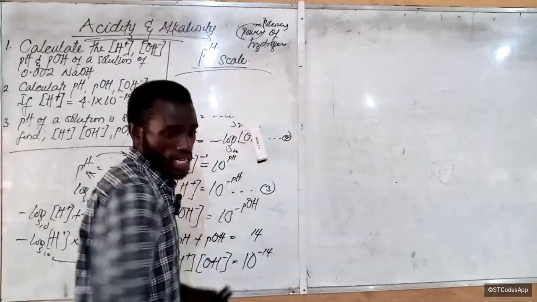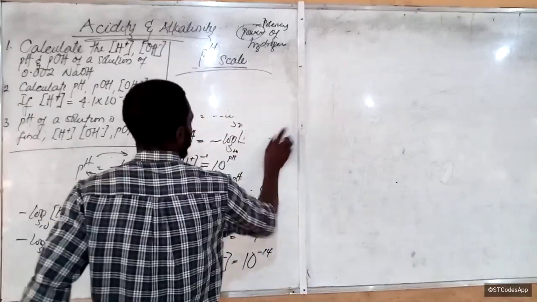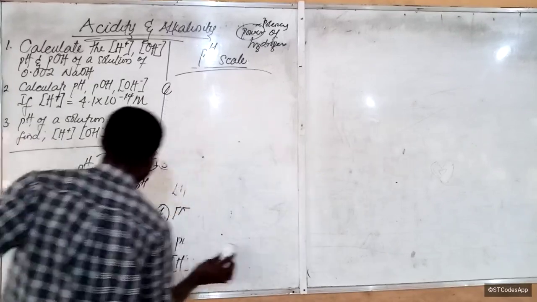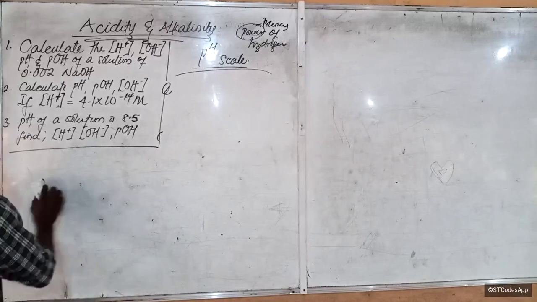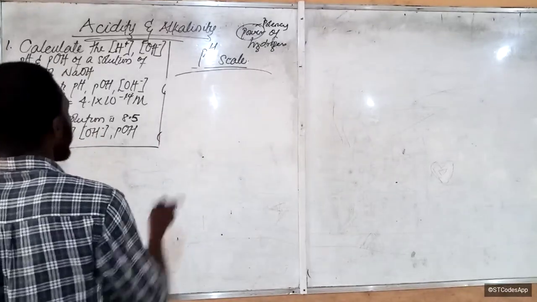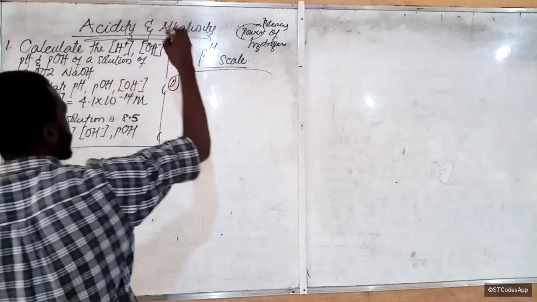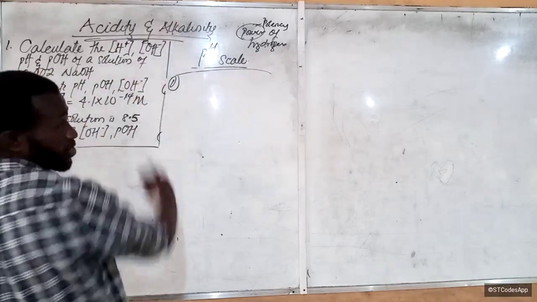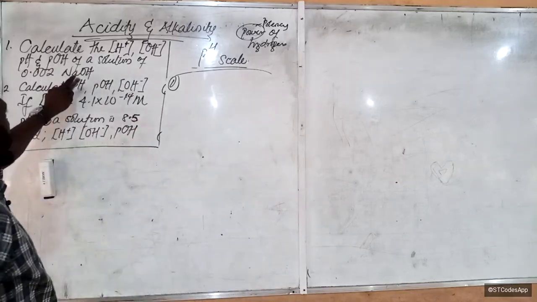Now, you will need a calculator in order to be able to solve this question, because this is logarithm that you need a table for. It's not logarithm that you can easily solve without a table. All right, so the first one says that we should calculate the H plus concentration, OH minus concentration, pH and pOH of a solution of NaOH.